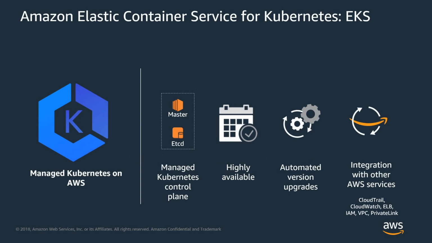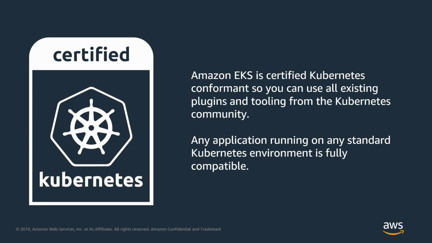Amazon Elastic Container Service for Kubernetes, or Amazon EKS, is a managed service that makes it easy for you to run Kubernetes on AWS without needing to install and operate your own Kubernetes clusters. And with Amazon EKS, you get a highly available and secure Kubernetes control plane without needing to worry about provisioning, upgrades or patching. One thing to start with, EKS is Kubernetes certified.